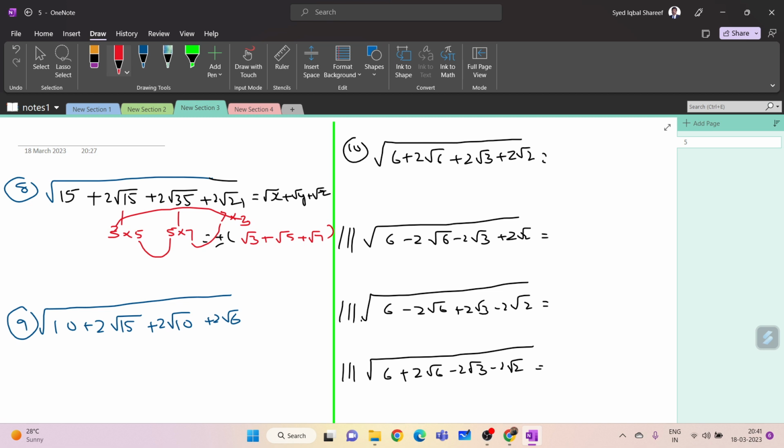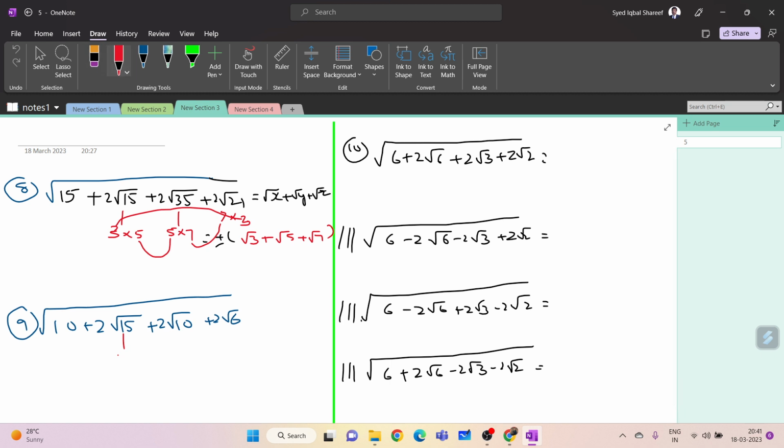Next, this number you see: 2 into 5, 5 into 2. Order is very important, class. Order is very important. That's why.